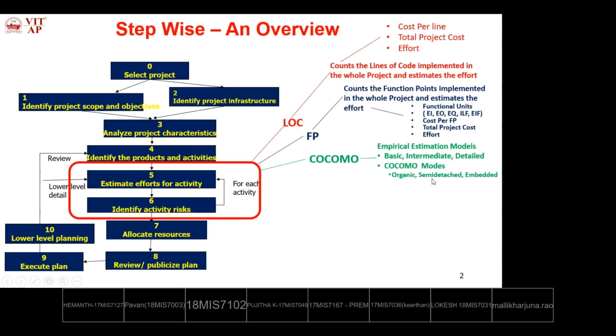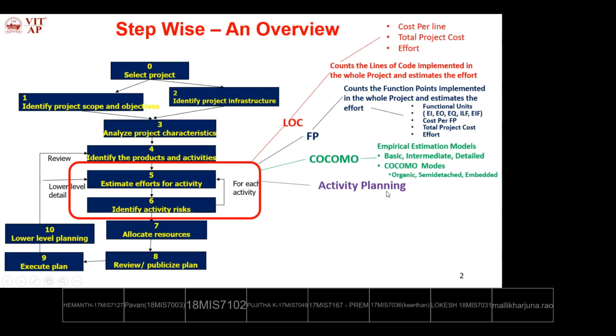When will we use semi-detached mode? If the size is between 50,000 lines of code to 3 lakh lines of code, we'll use semi-detached mode. If it is more than 3 lakh lines of code, that is embedded COCOMO mode. Using these COCOMO models, we will estimate the effort of the whole project effectively.